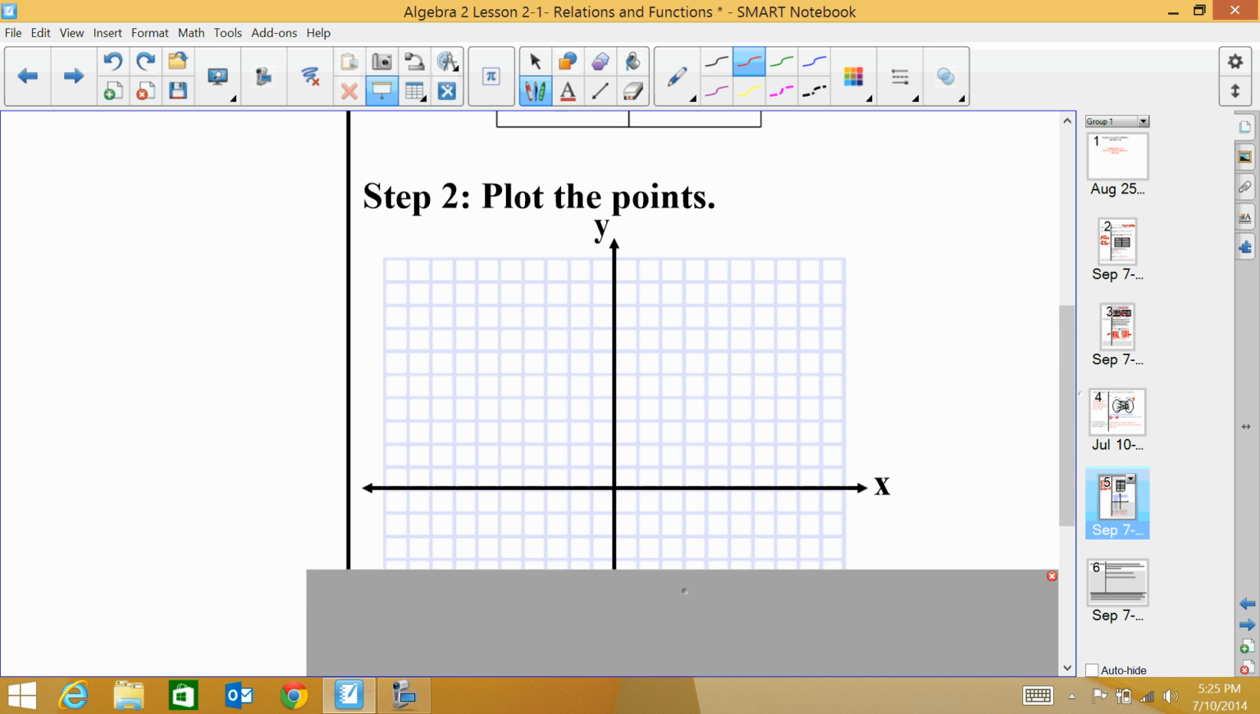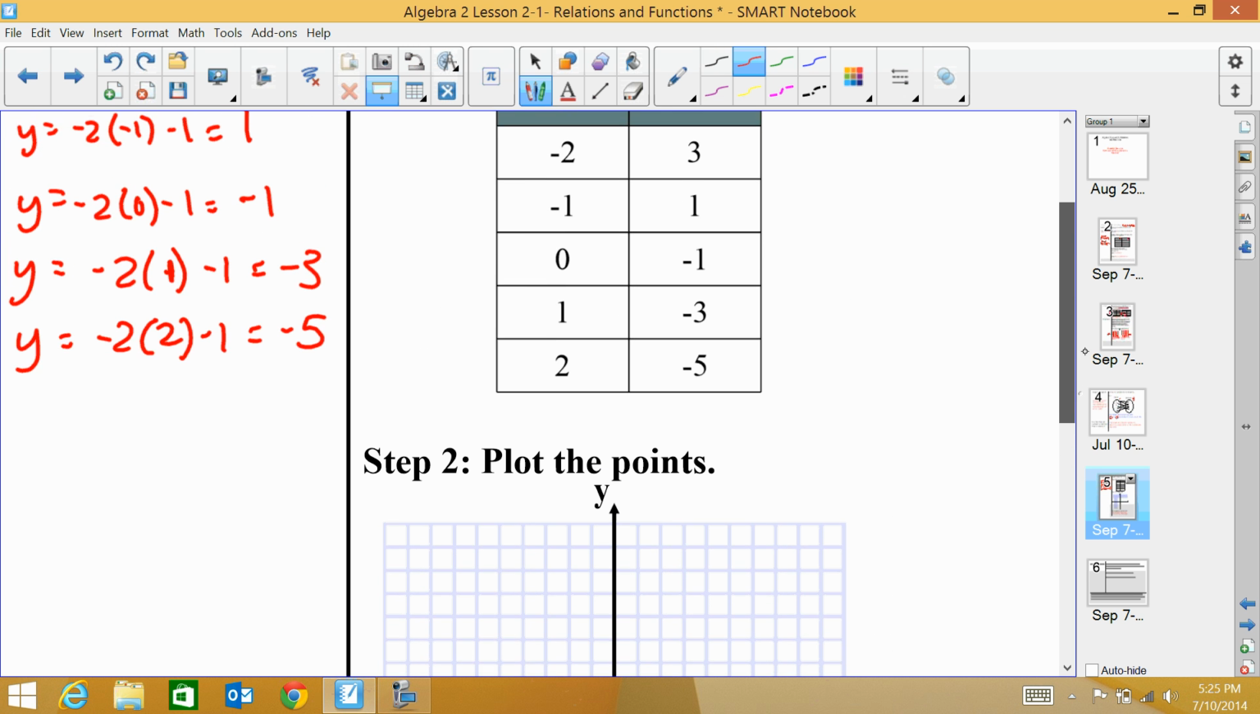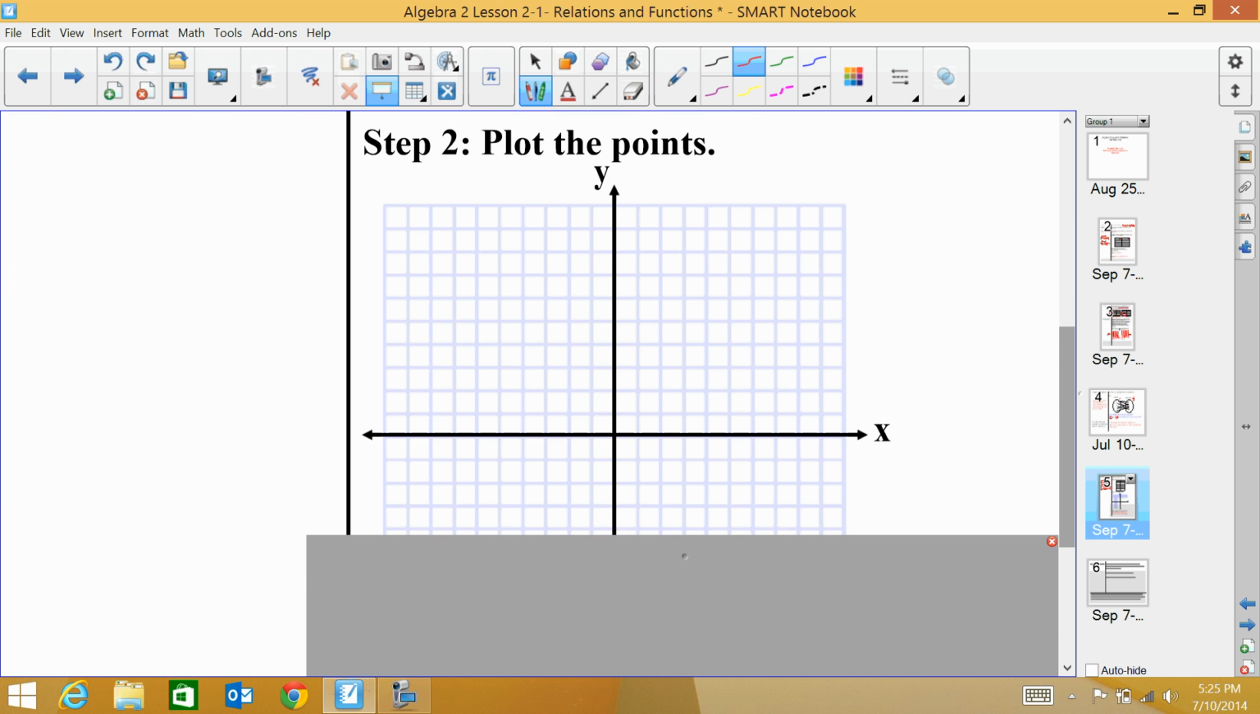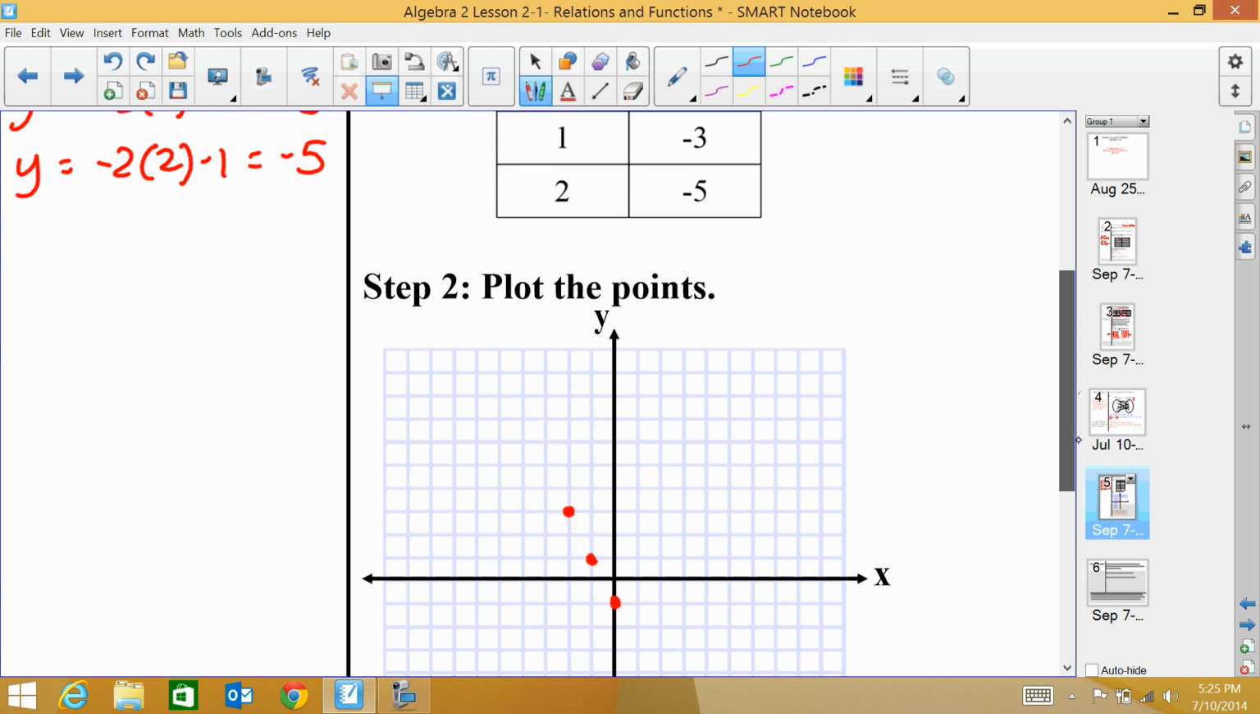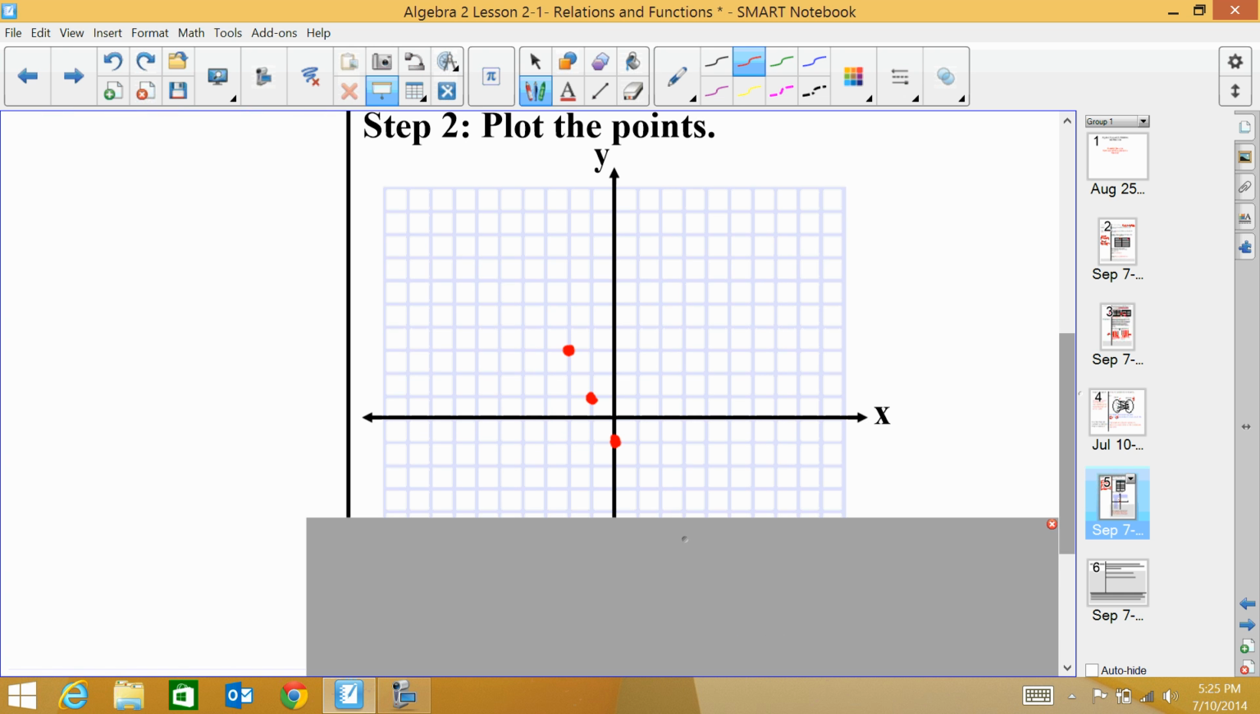Okay, so we're going to plot the points, and we'll have to kind of switch back up and look at these. So negative 2, 3. So we go backwards 2, up 3. And then it went down by 2, so negative 1, 1. Then we go down by 2's again, so 0, negative 1. Then we go back up. 1, negative 3, 2, negative 5.